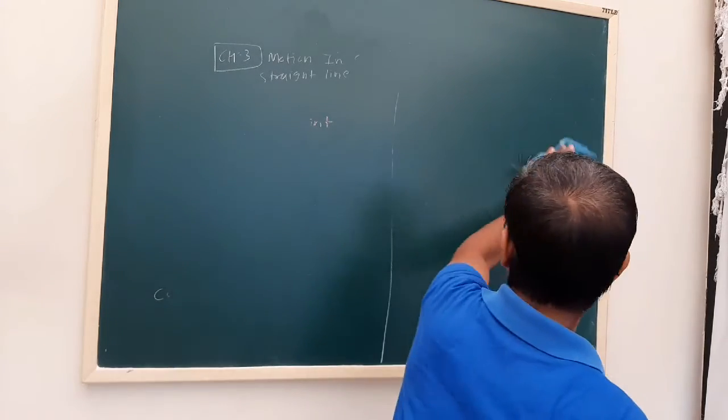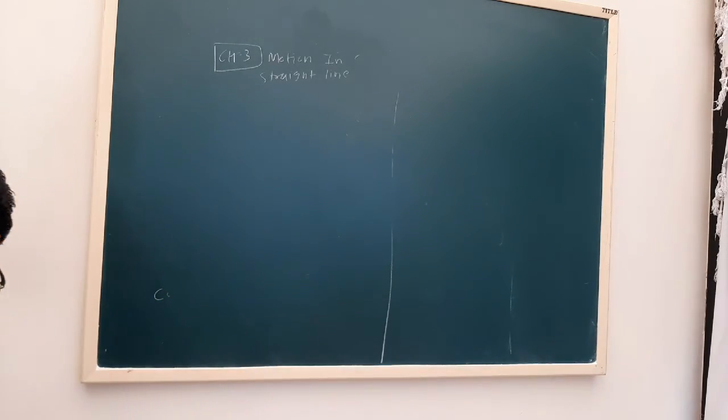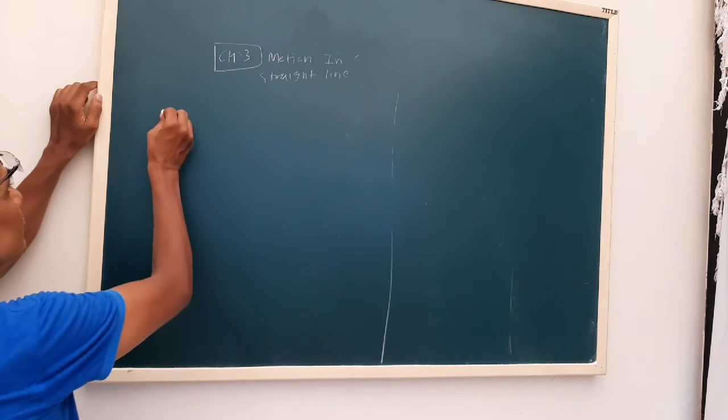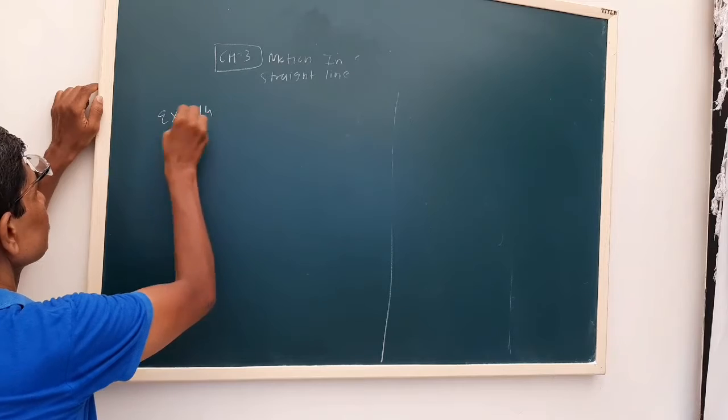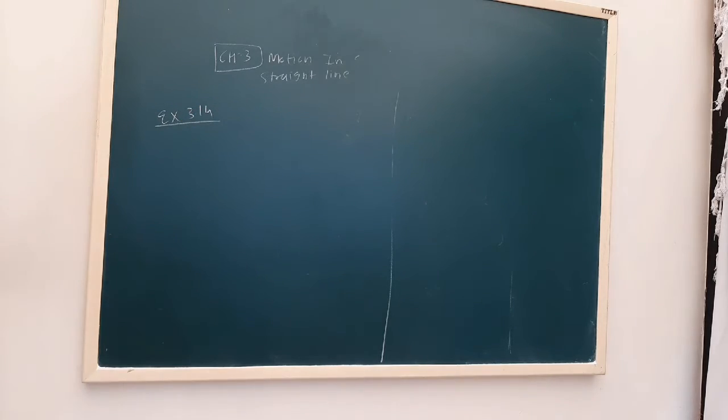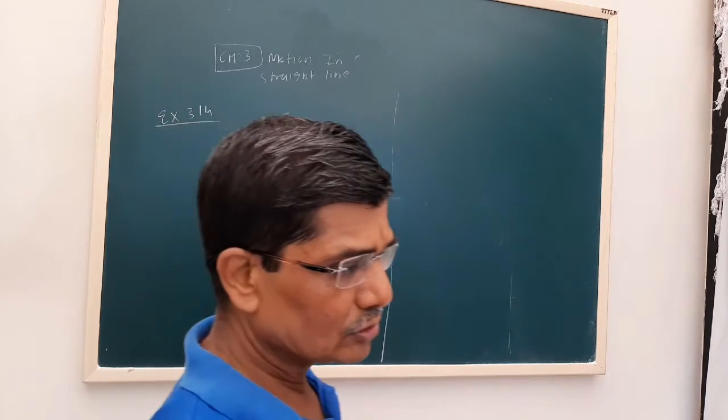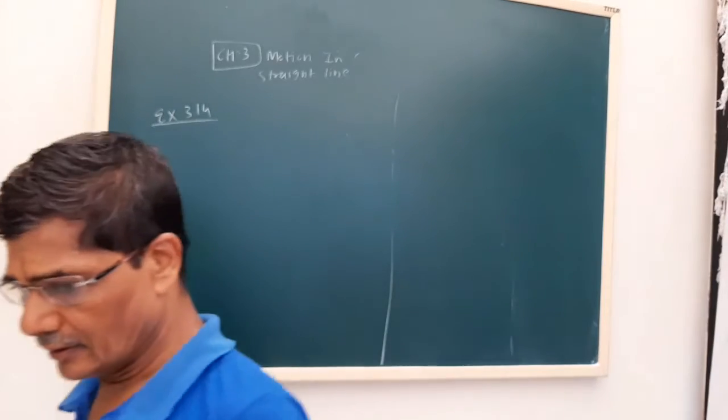Now we proceed further. 3.11 is theory type. Now we take 3.14. That is a simple sum. The only thing is we have to use the formula very well.